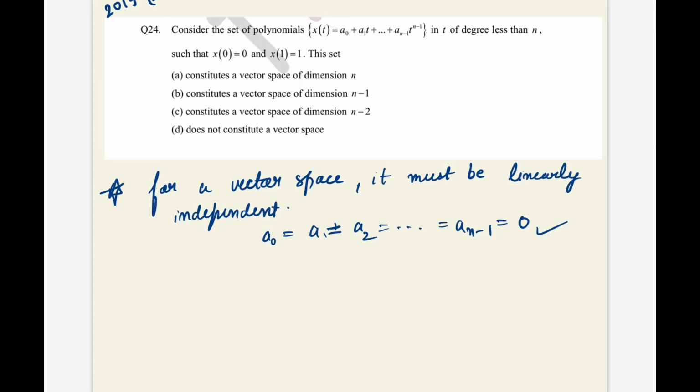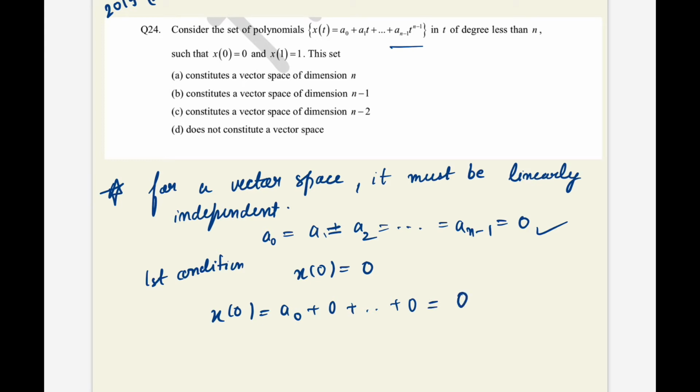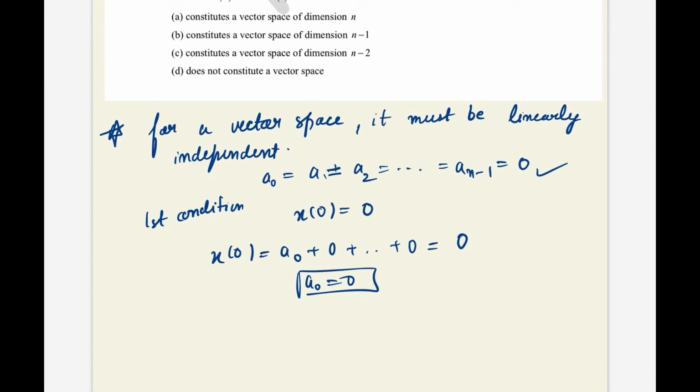Now the first condition we will check, which is provided in the question: x of 0 is equal to 0. When we put this in the given equation, we have x of 0 equals a0 plus 0 plus so on plus 0. This must be equal to 0, since x of 0 is equal to 0. So a0 equals 0. For the first condition, our linear independence is satisfied. Now for the second condition, x of 1 is equal to 1.